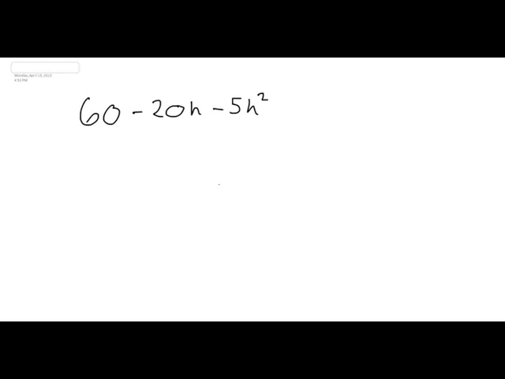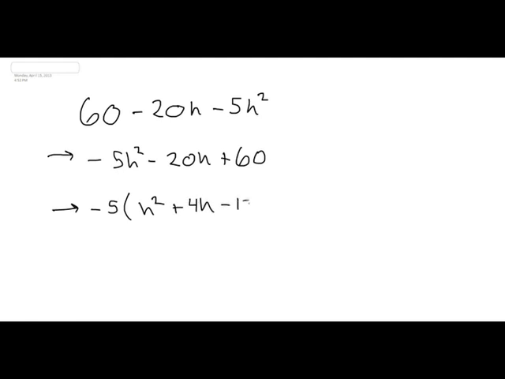So we're going to take a look at a more complicated example here. I've got 60 minus 20h minus 5h squared. This one, we've got a few different things to set up. The first thing we want to do is rewrite this in descending power. So this is negative 5h squared minus 20h plus 60. That's our first step. Now notice that we actually have a common factor here. We can factor out negative 5. If I factor out negative 5, I get negative 5 times h squared plus 4h minus 12.